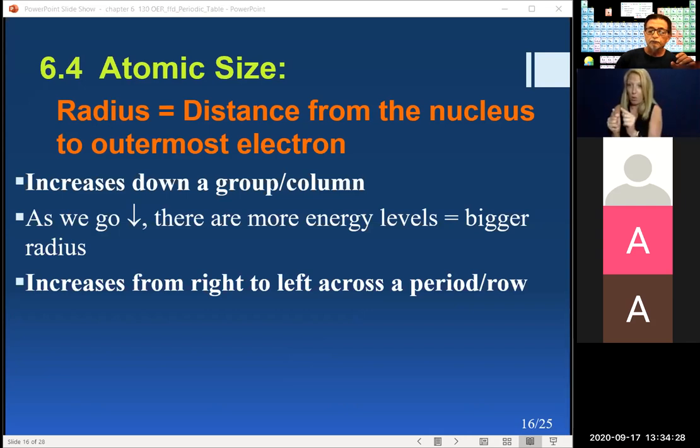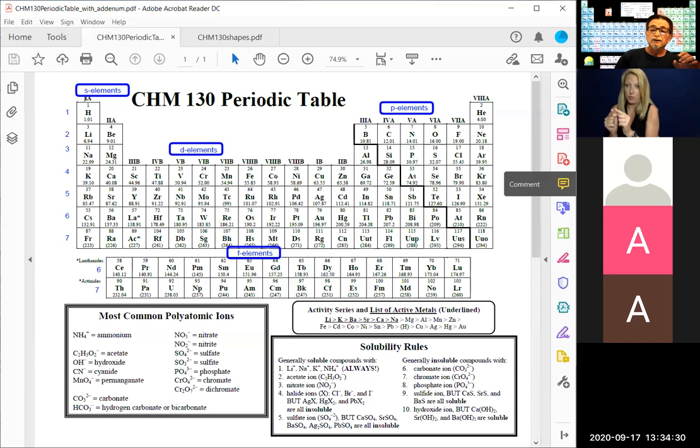Okay, let me pull up one of these. Okay, so we know, change the color here.